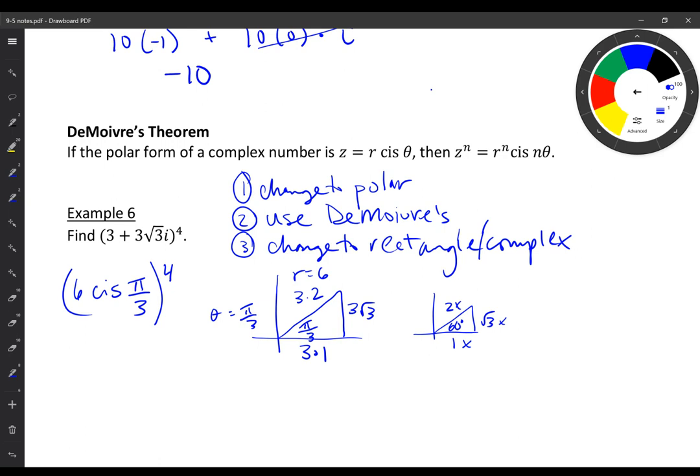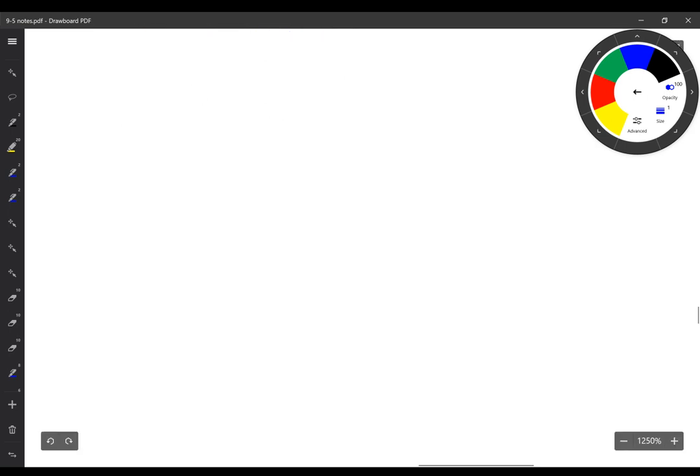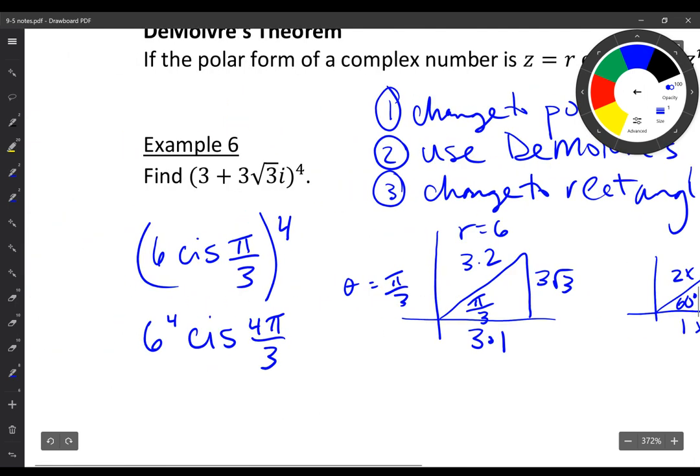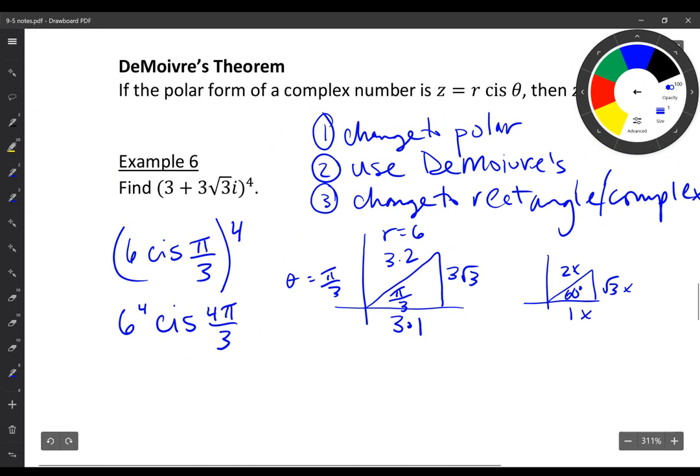So DeMoivre's says I can take 6 and raise that to the 4th power. So I've got an exponent and then cis, and then I'm going to take my angle and multiply by 4. So 4 times pi over 3 would just be 4 pi over 3. 6 to the 4th power on my calculator is 1296. And so I've done it.